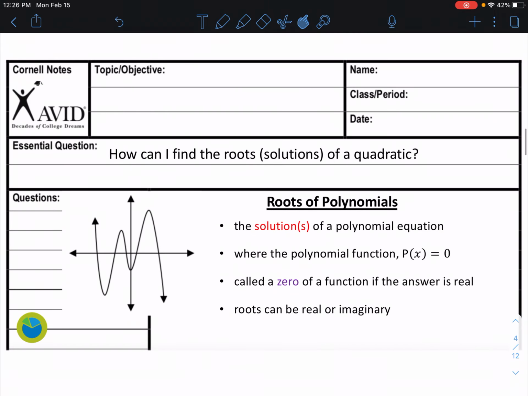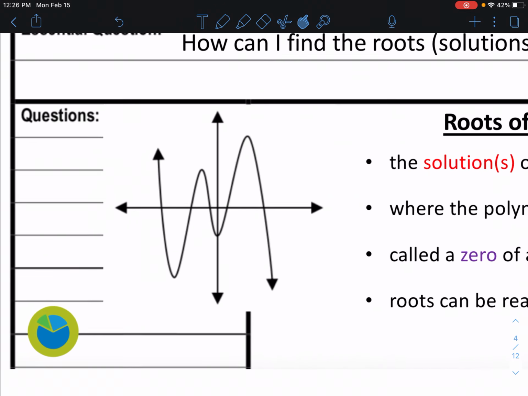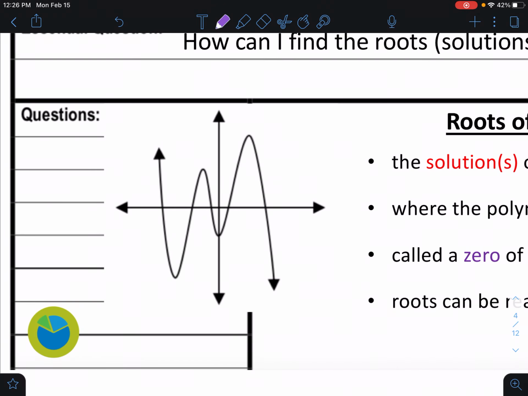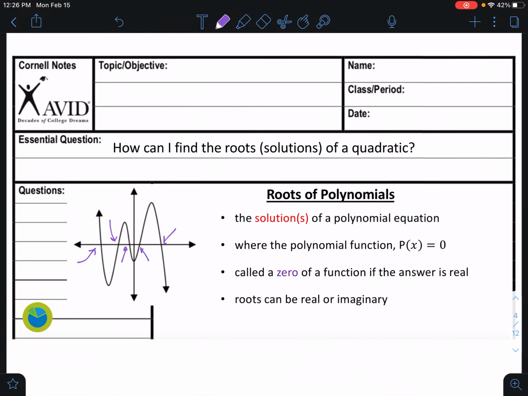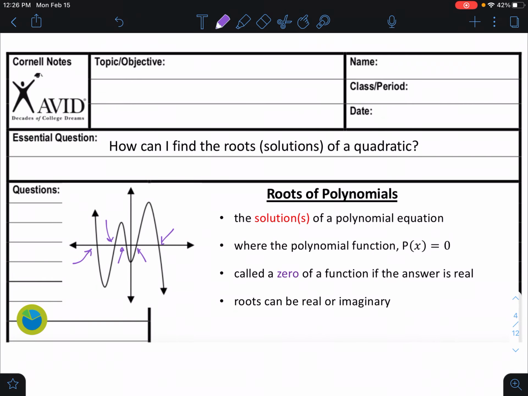Okay. How do I find roots or solutions of quadratics? Remember, roots are the solutions of polynomial equations. If you graph it, they will show up as your x-intercepts. So in this case, like these are roots. One way to find roots is by graphing them and seeing where they cross the x-axis, or your x-intercepts.